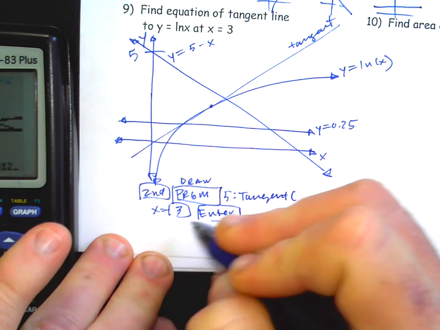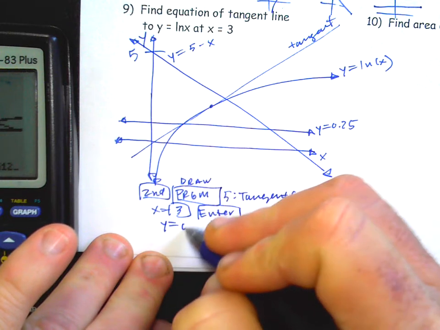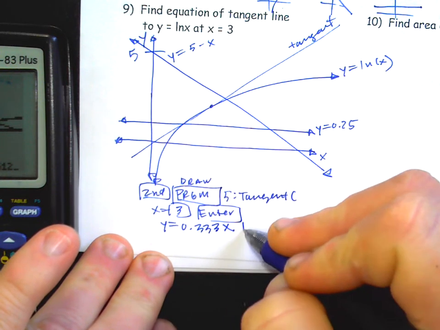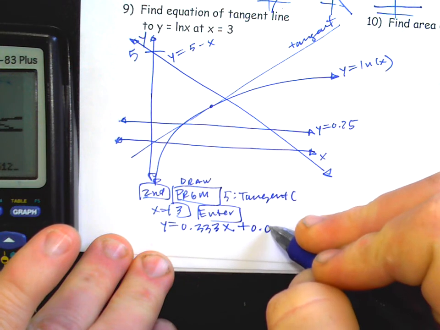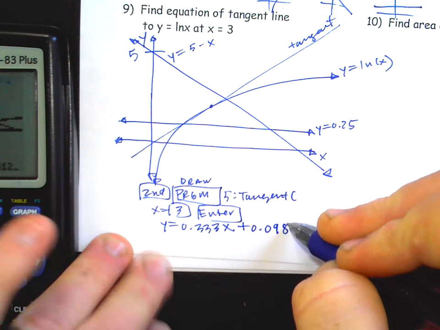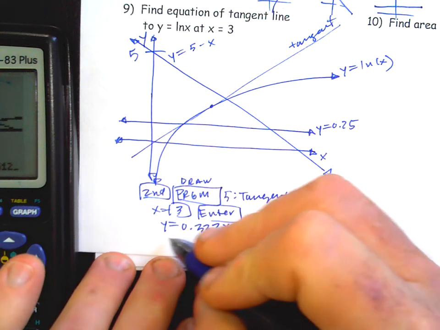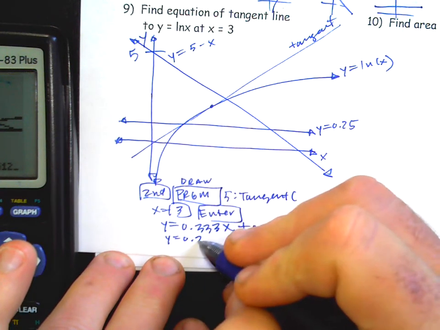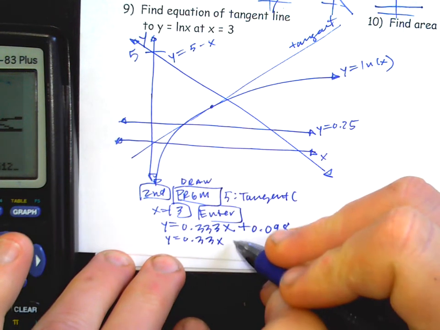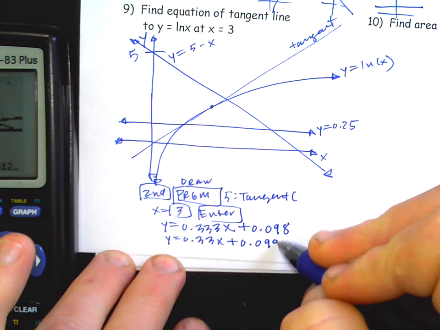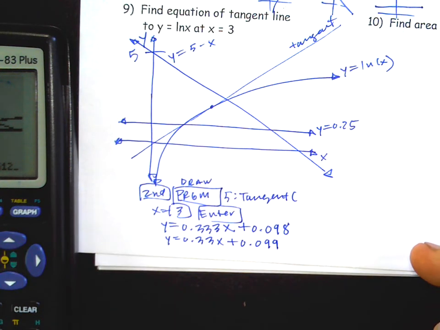And so the equation is y equals 0.333x plus 0.098 if you want to give 3 decimal accuracy, or 0.333x plus 0.099. One of those. That's a quick, easy way.